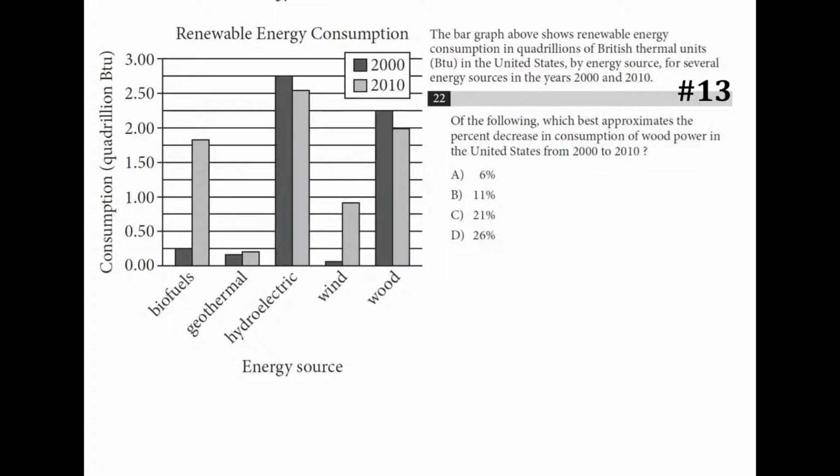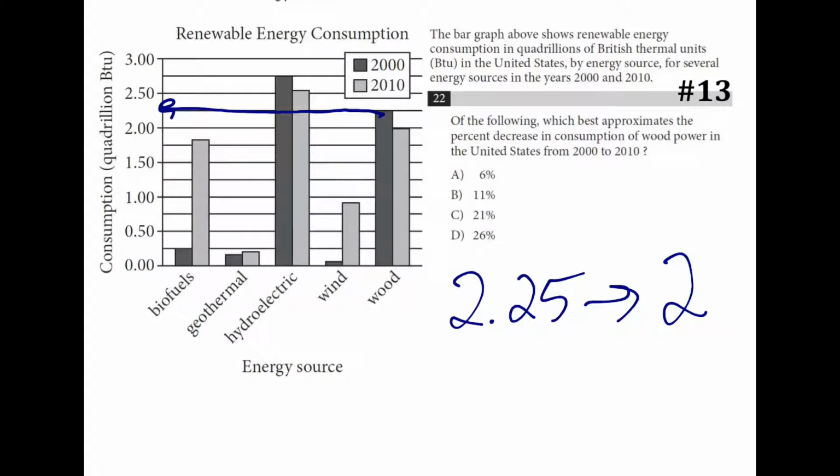22. Of the following, which best approximates the percent decrease in consumption of wood power in the United States from 2000 to 2010? So our value in 2000 was 2.25 because we followed the line over and that's where it hits the axis. And in 2010 it's on the line, which is 2. So we go from 2.25 to 2.